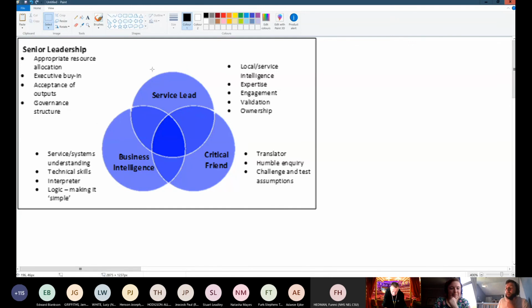But this is a quartet approach that we consider to work really well with demand and capacity planning. So you're going to have your business intelligence, your data analyst kind of stuff, who are part of this integral team, but their input is the service or systems understanding. So they'll have a little bit of that. Their technical skills, they need to be able to interpret data and make some of the outputs a little bit simpler. But they don't do this in a silo, and quite often we'll find that people are expecting their business intelligence people to be doing modeling in a silo.